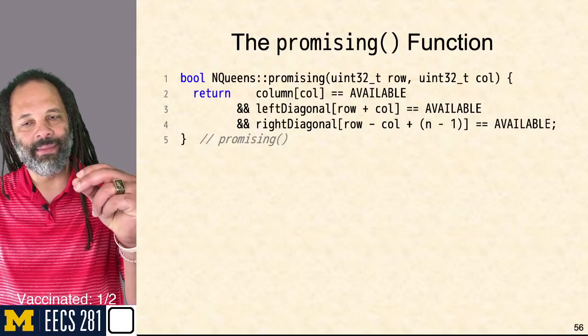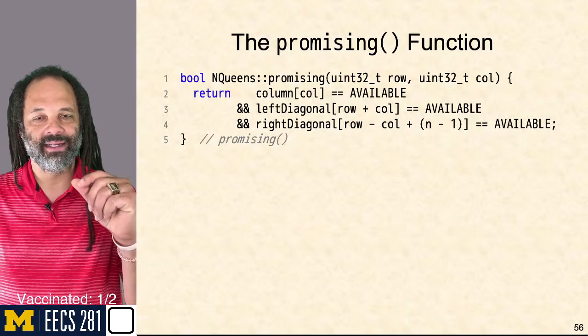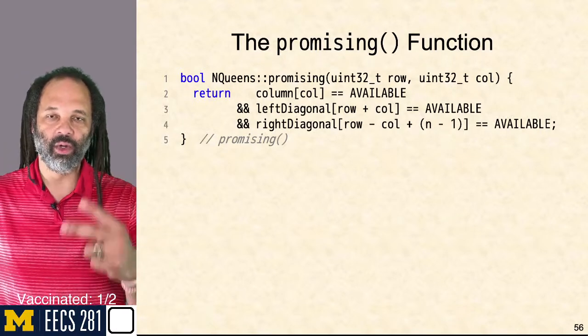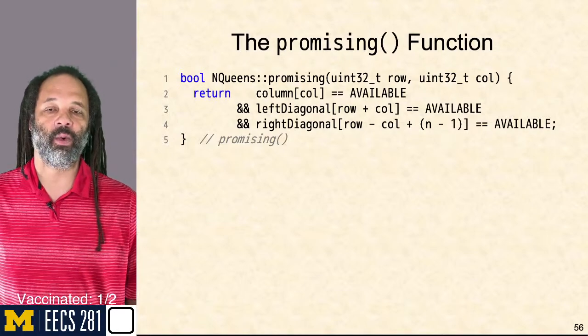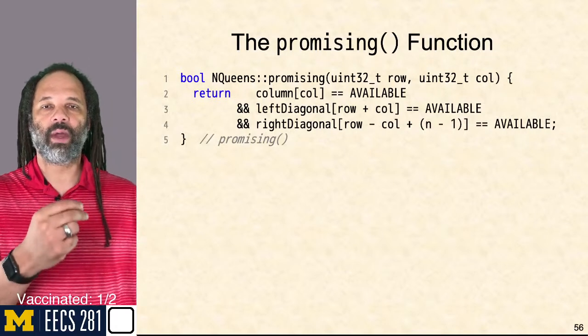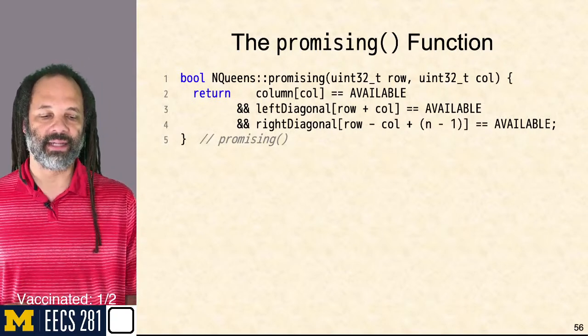And that's all we have to do. We can look this up, and you can evaluate the statements in this. There's a comparison, a comparison, and a comparison. 3 comparisons, 2 conjunctions. This is constant amount of work. So I can tell whether any given row-column combination is a promising place to put a new queen. That's how this works.